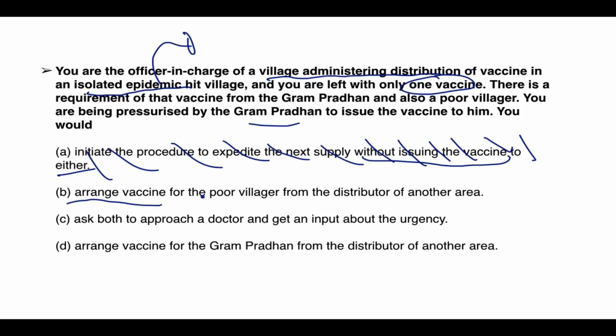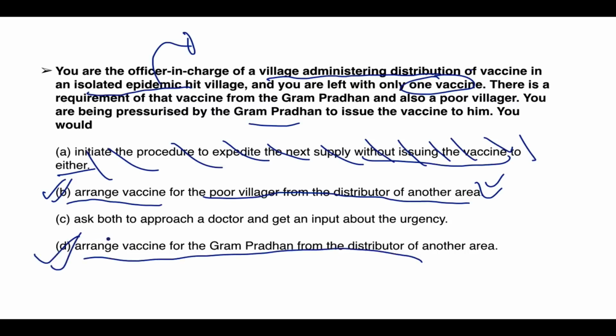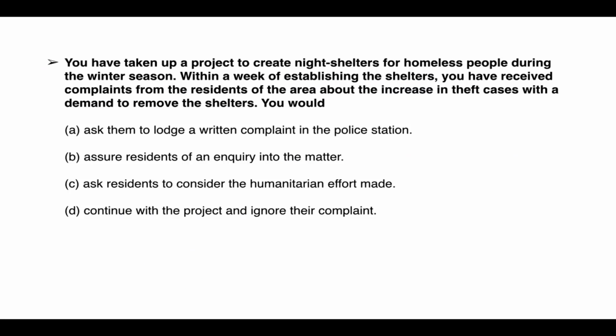Then arrange vaccine for the poor villager from the distributor of another area. It can be done very, very easily. And arrange vaccine for the Gram Pradhan. Obviously this can also be done. So answer can be B or D. And you can't ask a doctor and get an input about the urgency because both of them are hit by the epidemic. So there is no question about it.